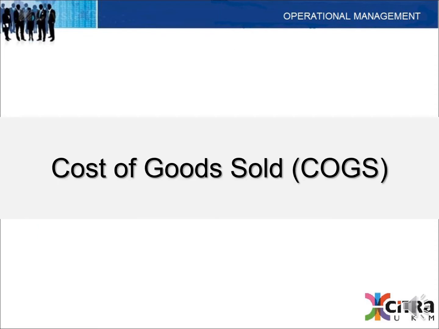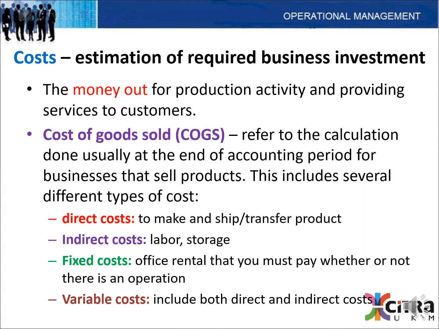So now we go for the cost of goods sold. Before we go further, we need to know what is cost. The cost is the estimation of required business investment. This is the money you need to produce a product, to do the production activity, or to provide the service to the customers. So, the money out.